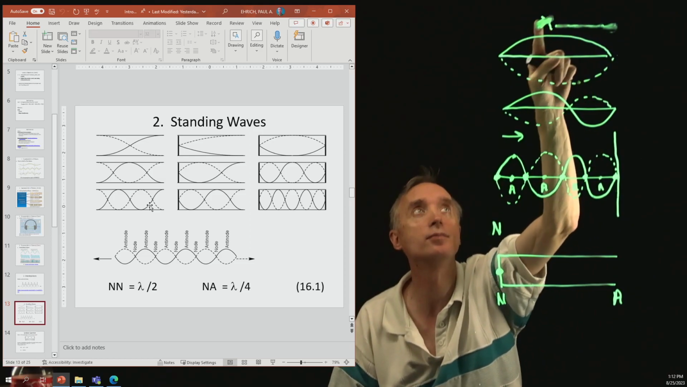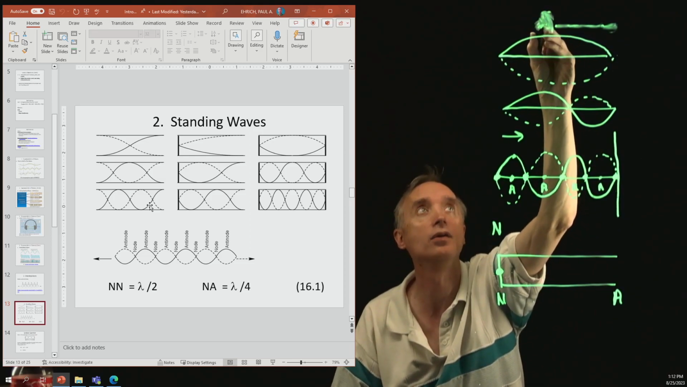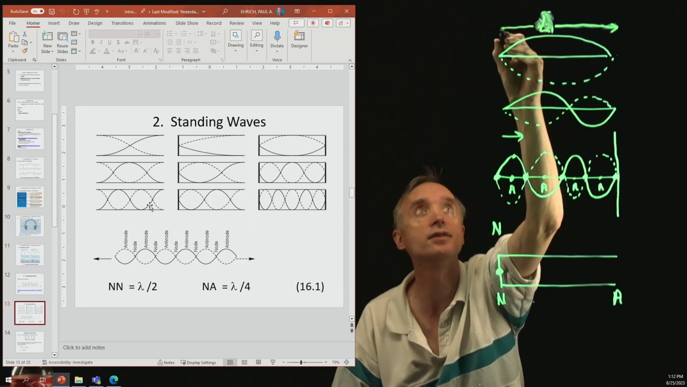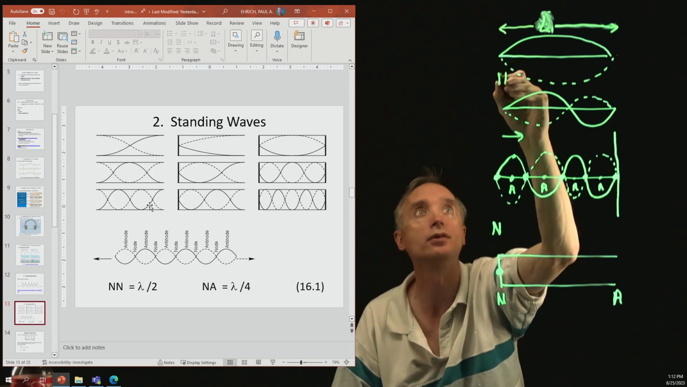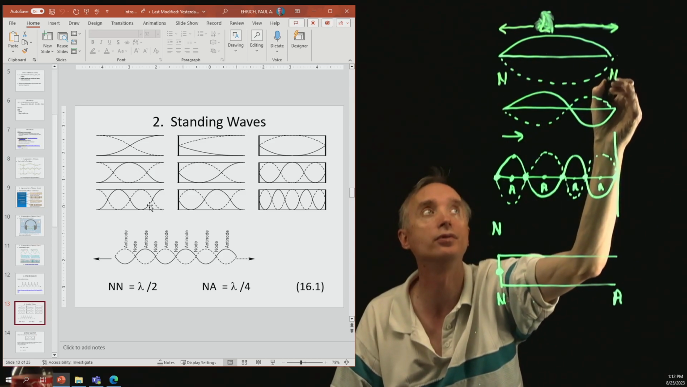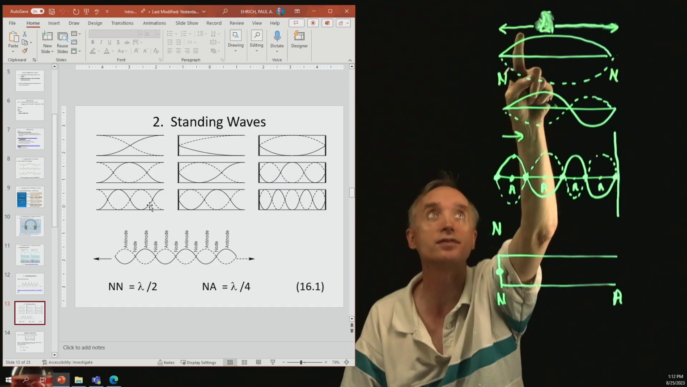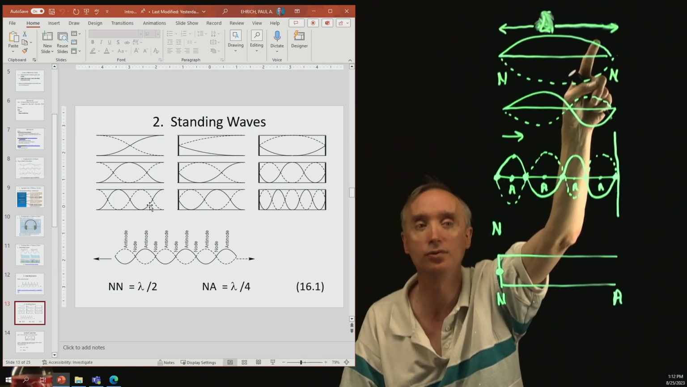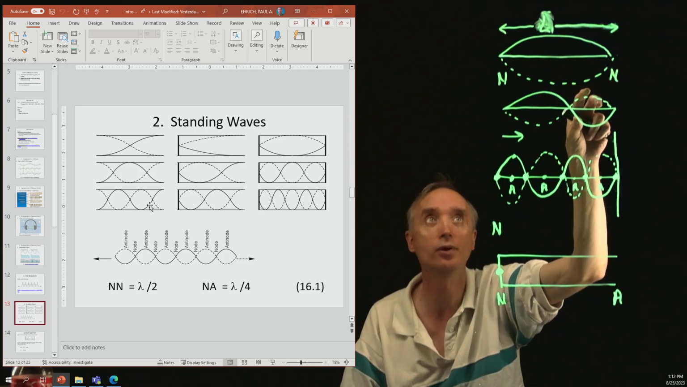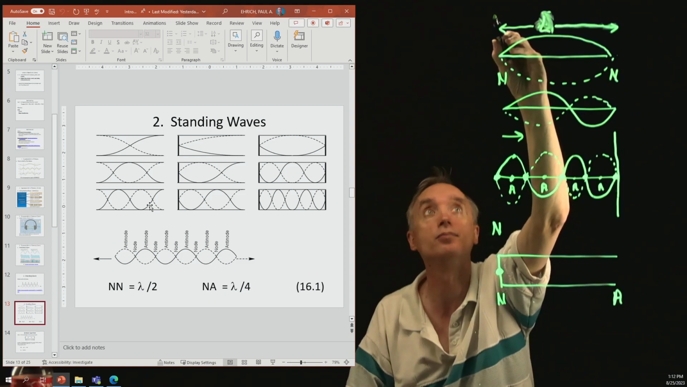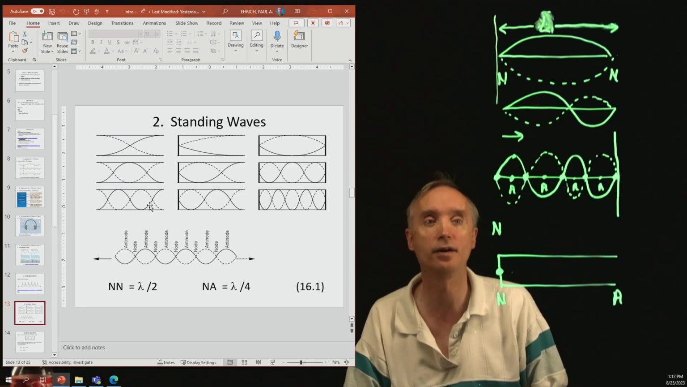So this is just going to be the distance L from here to here. So that's the distance from a node to a node. Now what we want to do is relate this distance L to the wavelength. And the way we're going to do this is imagine that there is a mirror located right there.